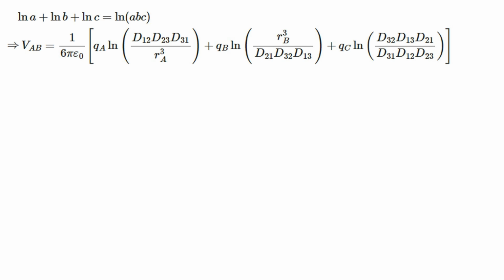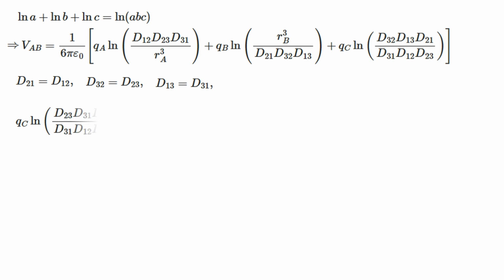Again, we know that D12 equals D21, D32 equals D23 and D13 equals D31 as we have already discussed. Therefore, the QC term becomes QC multiplied by the natural logarithm of D23 into D31 into D12 divided by D31 into D12 into D23 is 0. The entire QC term becomes 0 and vanishes from the expression.